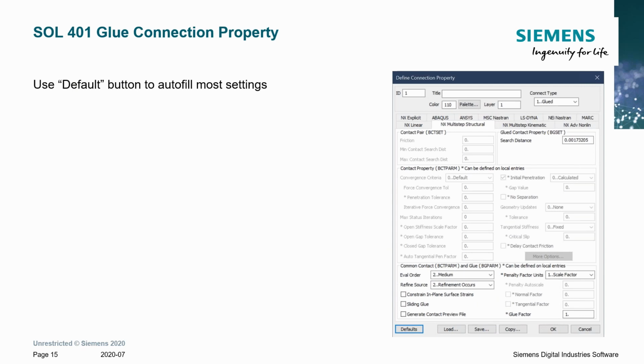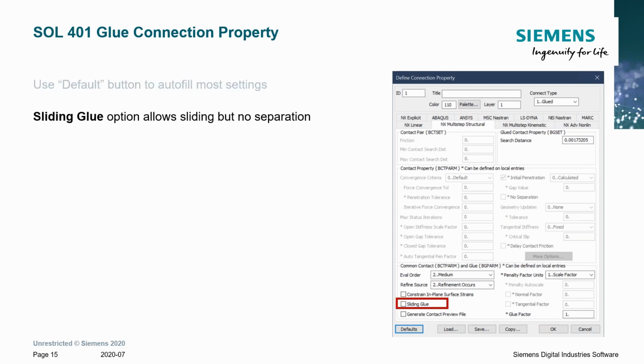For the glued connection, you could, again, use the default. And also something in 401 is something called sliding glue. This allows the surfaces to slide one to another, but they cannot separate. So this is a nice little feature of 401.